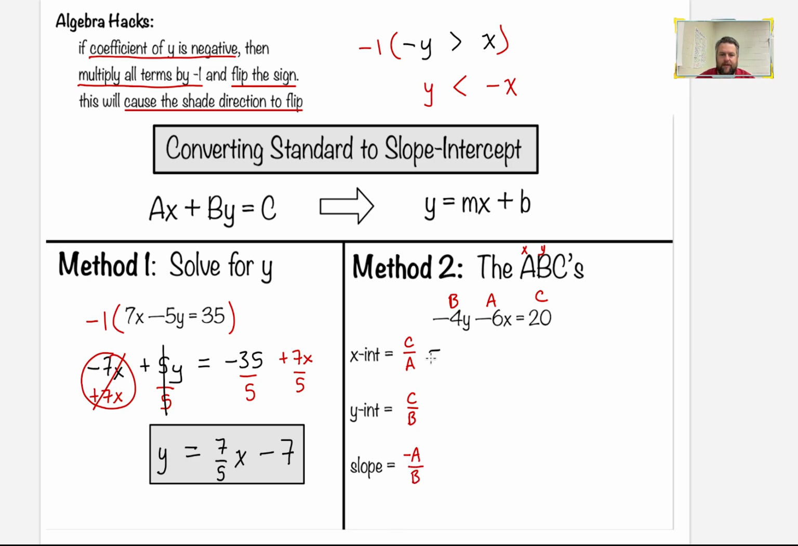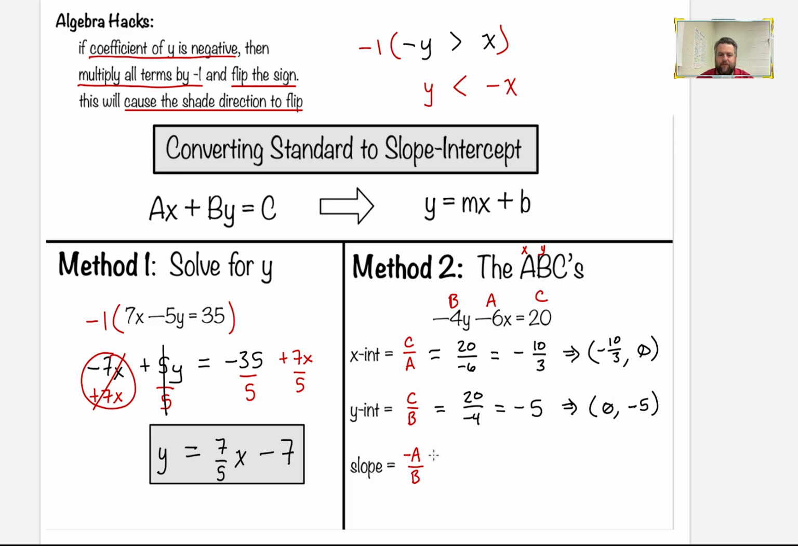Okay, so the x-intercept is C over A, 20 over -6. 20 over -6 is going to reduce to -10 over 3. So the x-intercept is -10 over 3, 0. The y-intercept is what we need in order to write the actual function. So the y-intercept is going to be C over B. So 20 over -4. 20 divided by -4 is -5. So this gives us a y-intercept point of 0, -5.